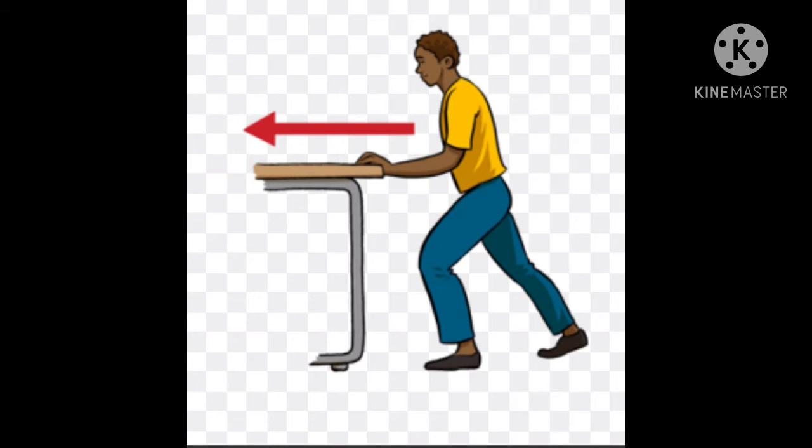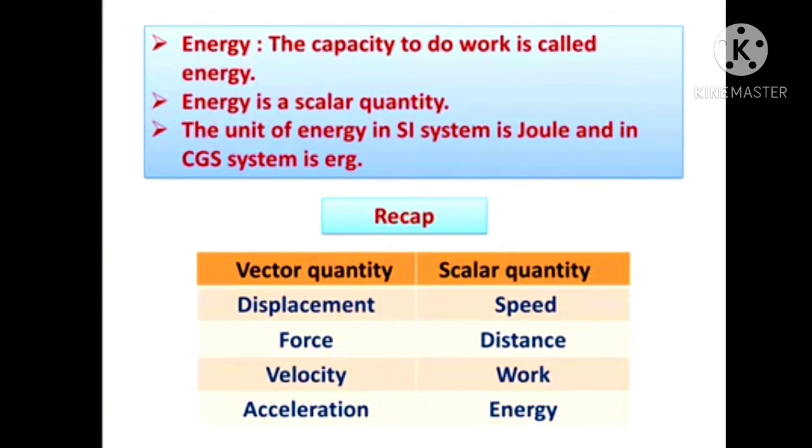We have learnt about the relationship between the displacement of a body resulting from the force applied to it and the work done. We have also learnt about the work-energy relationship. Dear student, do you know about energy? The capacity to do work is called energy. Energy is a scalar quantity. There is no need of direction to express the physical quantity.